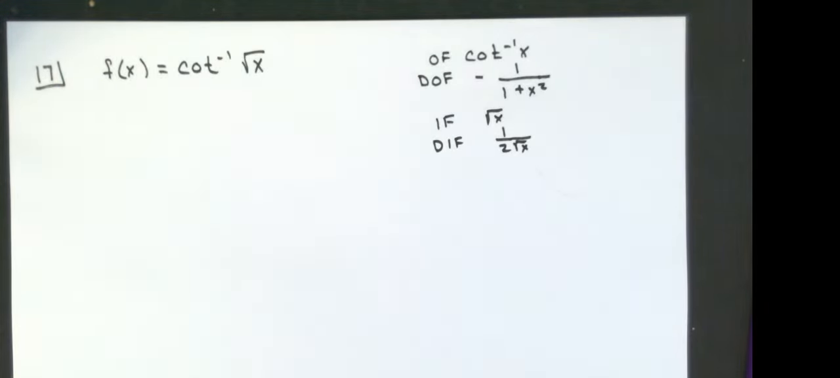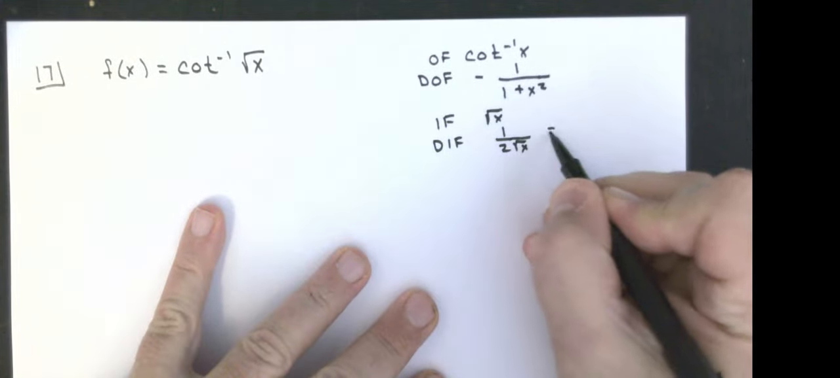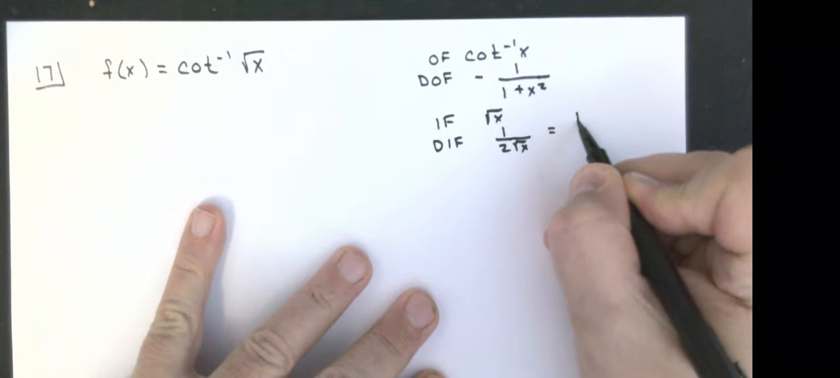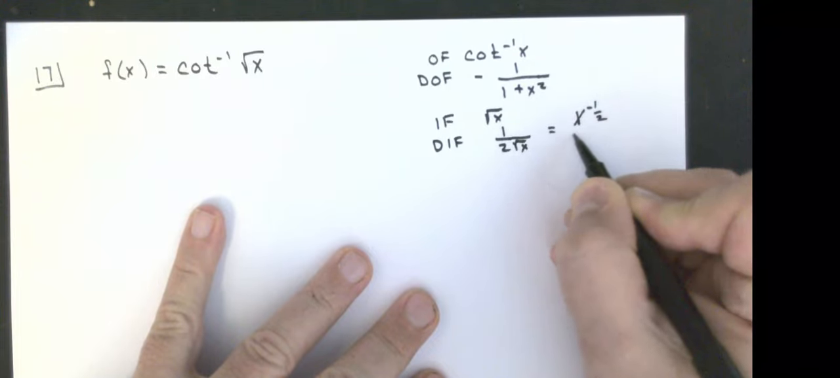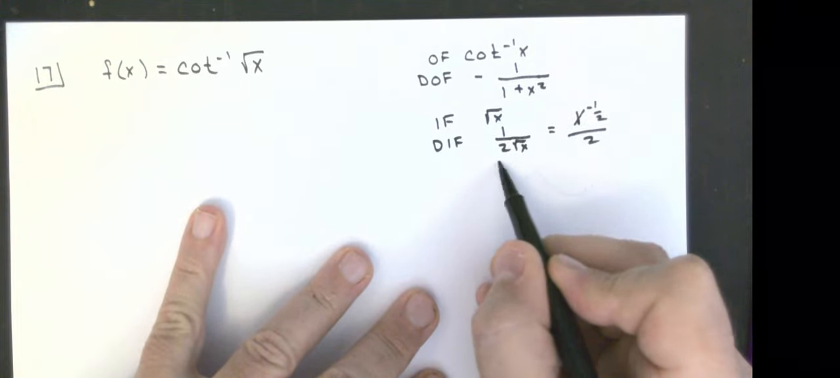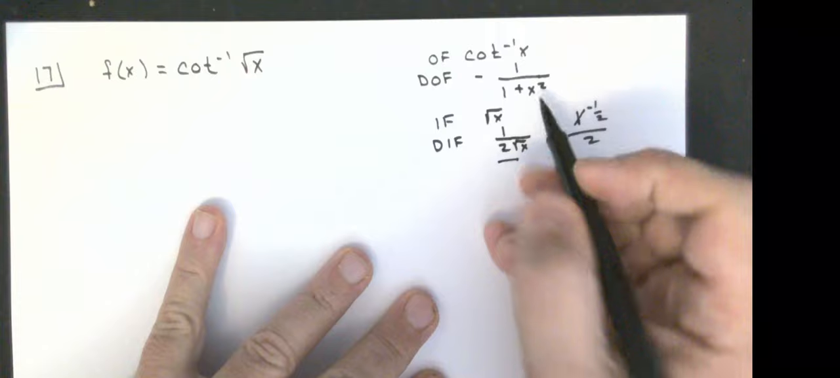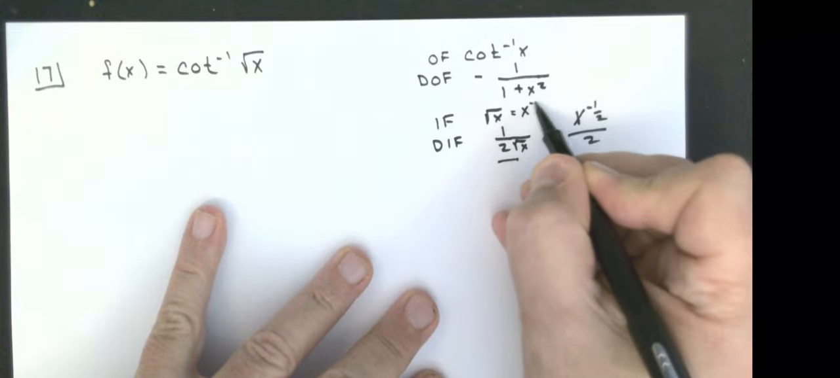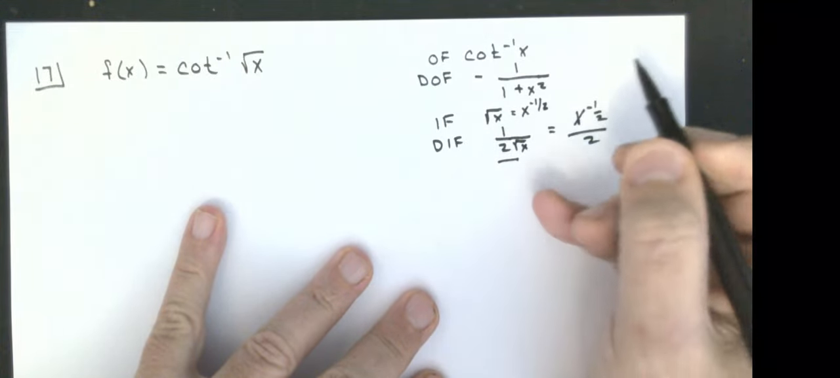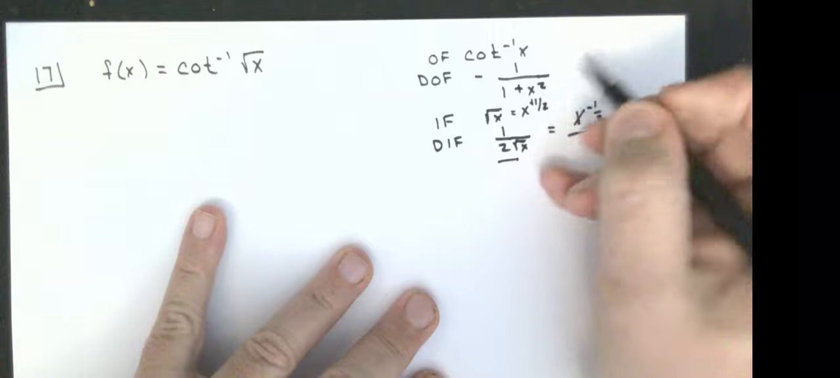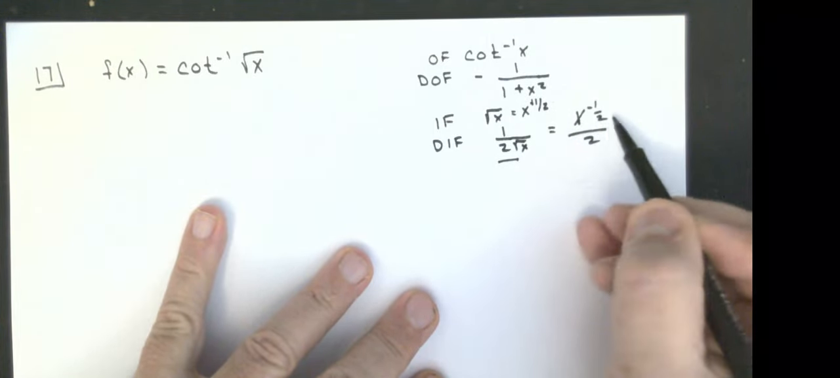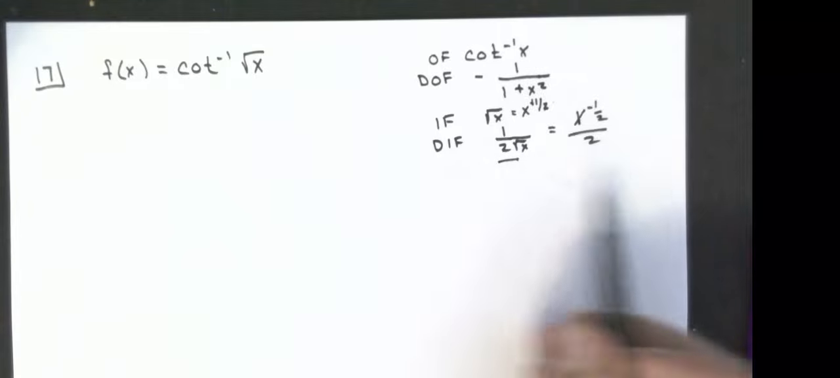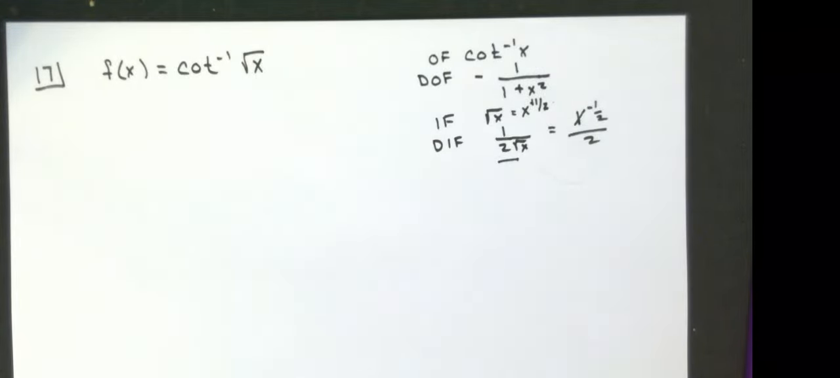Another way that that could be written is x to the negative 1/2 over 2. Remember, this is x to the 1/2. Multiply by the exponent, that gives me the 1/2. Subtract 1 from the exponent gives me negative 1/2. I'm going to use that form there.